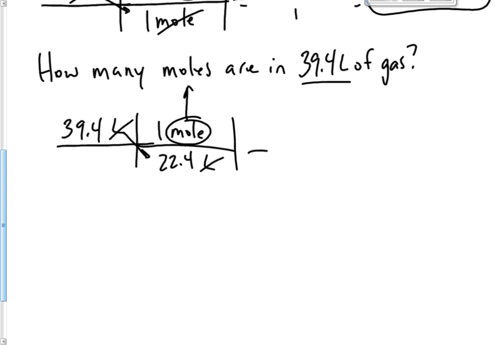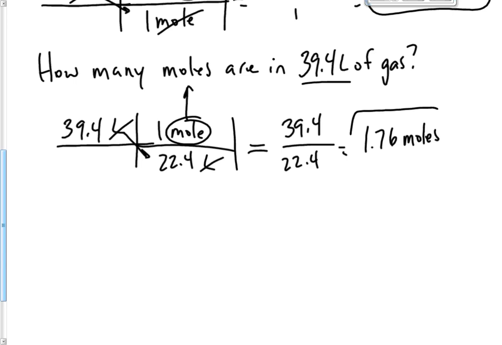So 39.4 divided by 22.4 is just going to give us 1.76 moles. Nothing too difficult. It's the exact same process. We're just using a different conversion factor. Remember, in the beginning we talked about 3 different conversion factors.